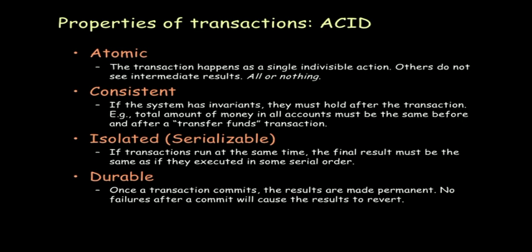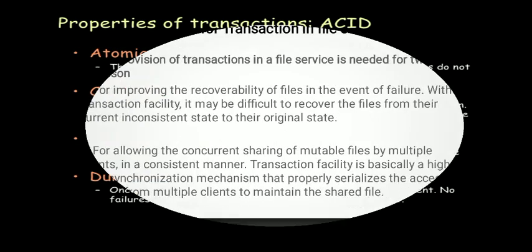The third is isolated. If transactions run at the same time, the final result must be the same as if they executed in some serial order. And the last property of transactions is durable. Once a transaction commits, the results are made permanent. No failure after a commit will cause the result to reverse.